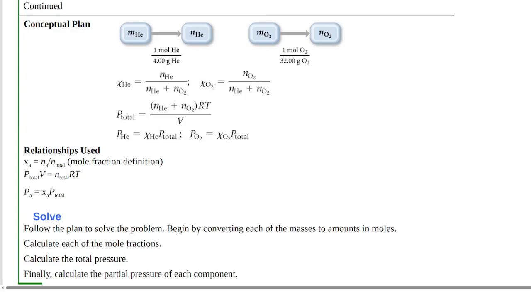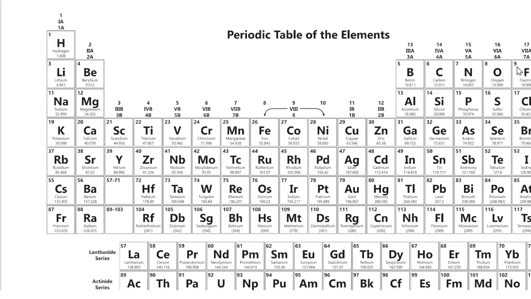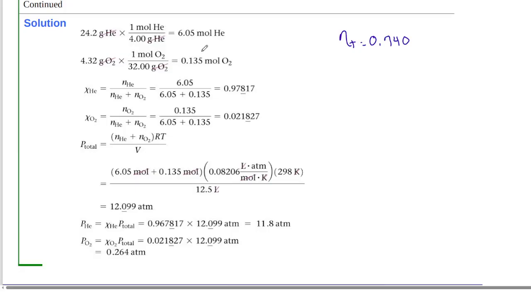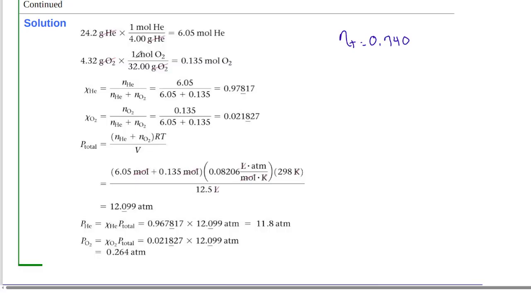Okay? So here we have 24.2 grams of helium, and we use the periodic table to convert grams to moles. If you look at the periodic table, helium is over here. It's 4.003 grams per mole, and that gives us 6.05 moles of helium. Then we can calculate the moles of oxygen, 4.32 grams of oxygen. Oxygen is a diatomic molecule, and the atomic weight is 16, so 16 times 2 is 32 grams per mole. That gives us 0.135 moles of oxygen.